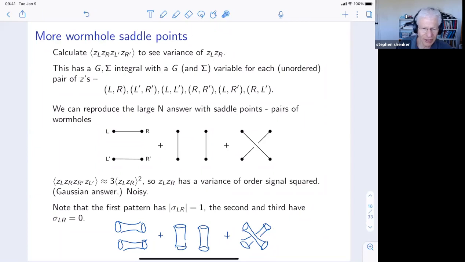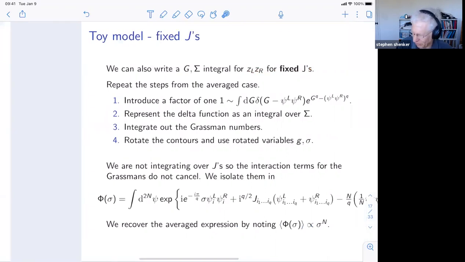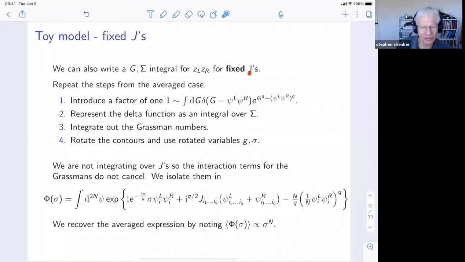Well, now let's notice for future reference that in this pattern, sigma left right, which is related to G left right, has magnitude 1. Here and here, sigma left right is 0. Okay. Hold that thought. We can also write a G sigma integral for Z left and Z right for fixed J's. Now we're getting to the nub of it. Okay. This quantity should depend sensitively on which collection of fixed J's you choose because the variance is of order the signal squared. So we should find something when we do this that depends a lot on the J's.